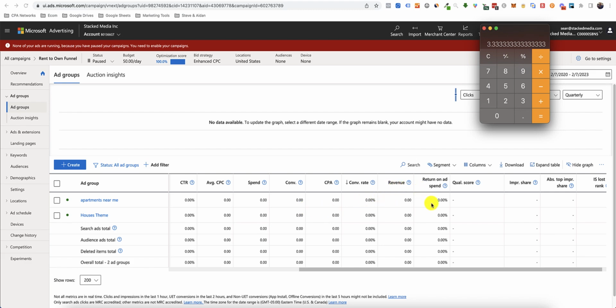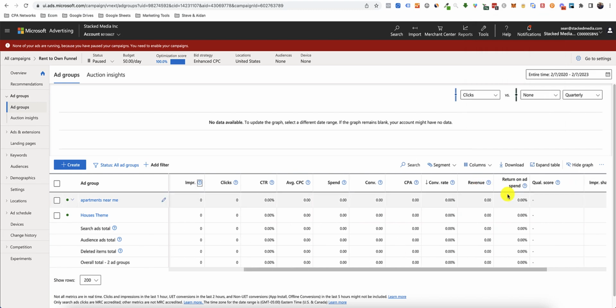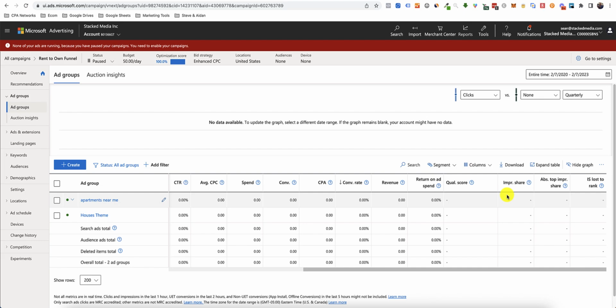The revenue and return on ad spend is more relevant for e-commerce businesses. When we get into the tracking section of this program where it's a little bit more complex and deep, you can have your revenue show up here, but for now, just park it and we'll come back to it later. Quality score we talked about, this is only going to show at the keyword level. Okay, this is going to be a number out of 10 based on relevance, landing page experience, click-through rates, and so on and so forth. Impression share.